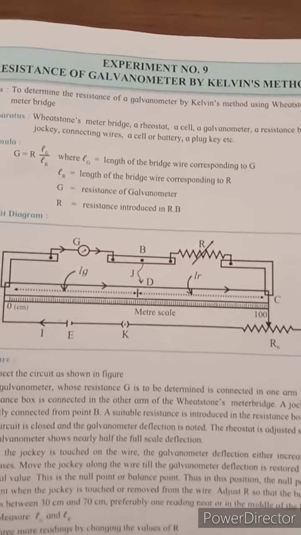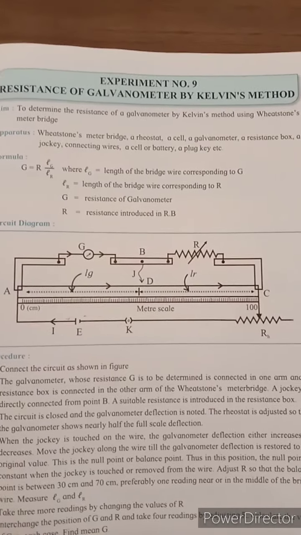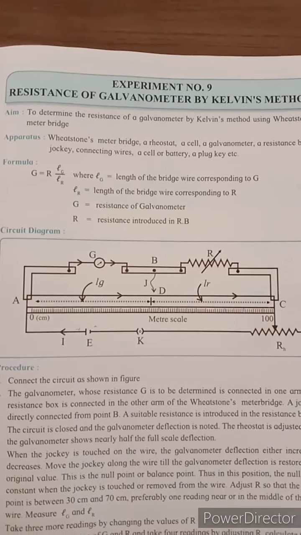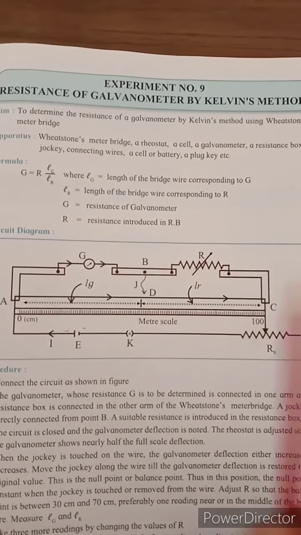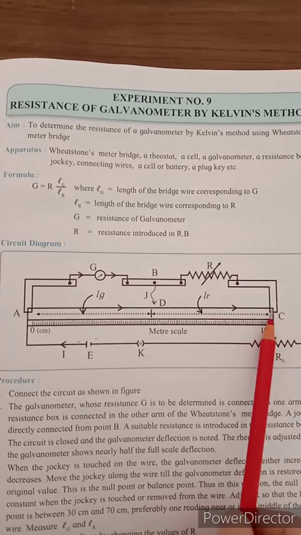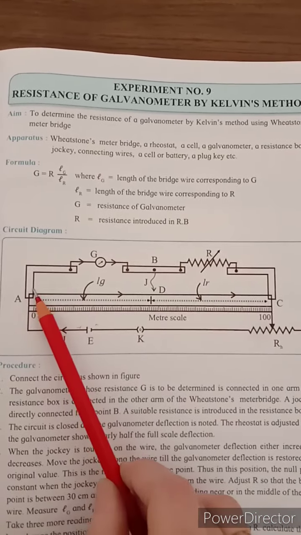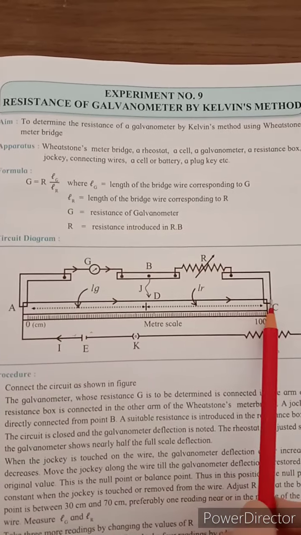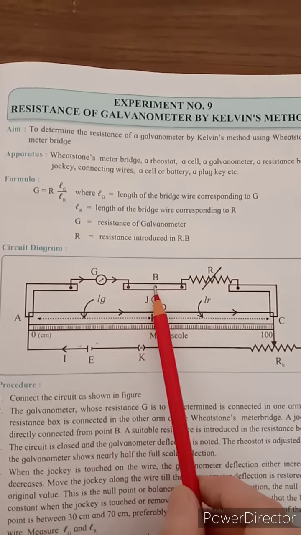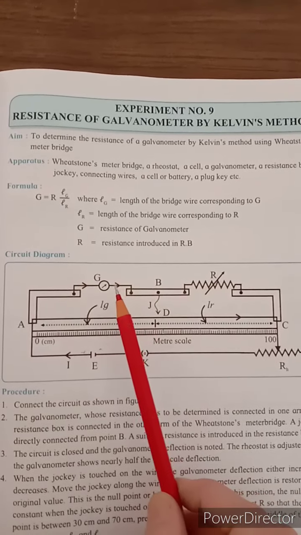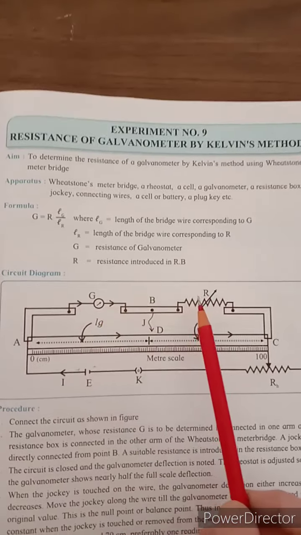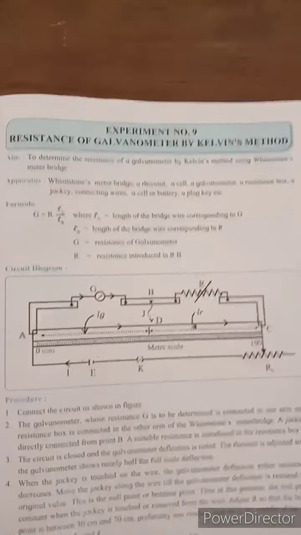This is the circuit diagram, which is the same as that of the meter bridge. Here we have used a meter bridge where there are two terminals A and C, which are connected with an L-shaped metal strip. The central strip divides the two gaps: one is a left gap and another is a right gap.